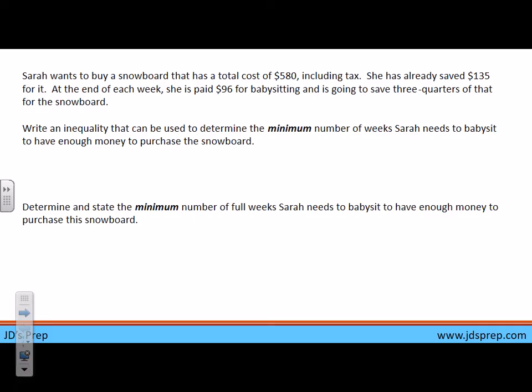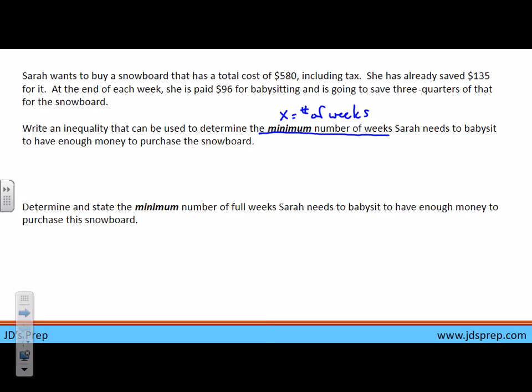In order to write this inequality, there are a couple of things that we need to know. First, how much money is she going to save each week for the snowboard? If we want to determine the minimum number of weeks, that's going to be our variable x. And by finding the amount of money she's going to save each week for the snowboard, we'll be able to write this inequality.